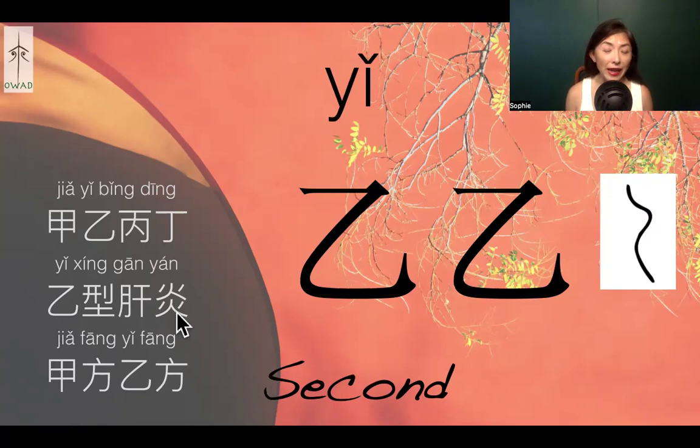甲方乙方 is a common legal term in Chinese contract signing. 甲方 is the one who buys. So A side, party A, is the buyer. 乙方 is the seller. Instead of using A and B, we use 甲乙.